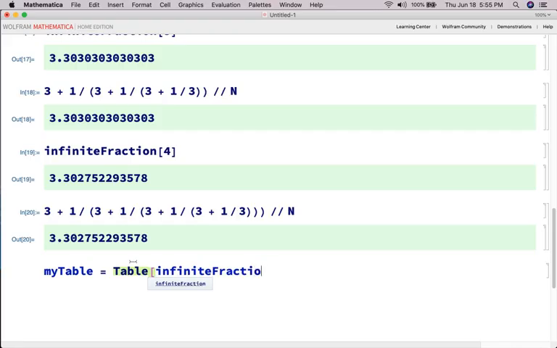Infinite fraction. I'm going to make up a letter. I like the letter K. Use any letter you prefer. K goes from 0 to 200. Okay, and what do we have?